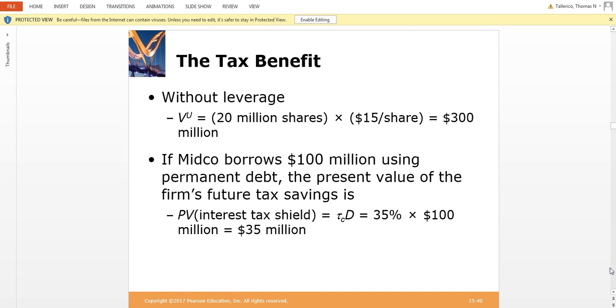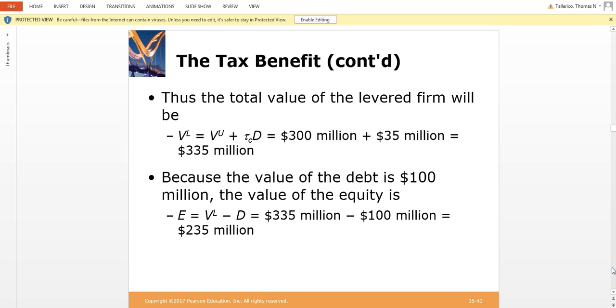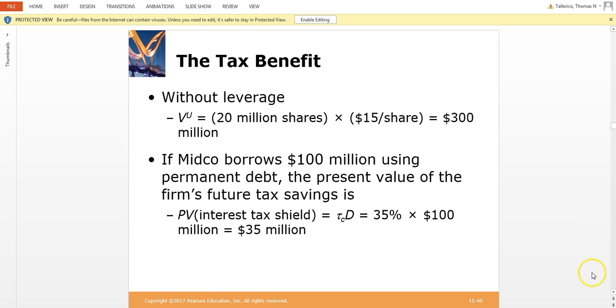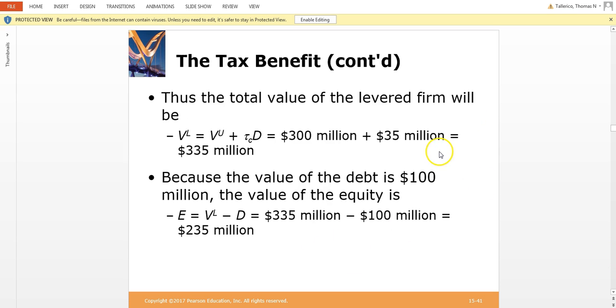So without leverage, the unlevered valuation of the company is 300 million, if you simply multiply 20 million shares times $15 a share. If they borrow 100 million using permanent debt, the present value of the future tax savings is going to be $100 million times their tax bracket of 35%. So the total value of the levered firm is now going to be $335 million if I simply add up the 300 plus the 35.